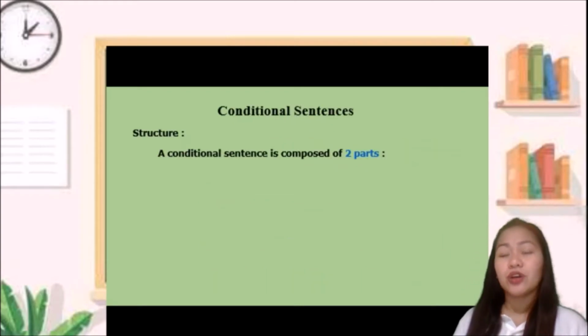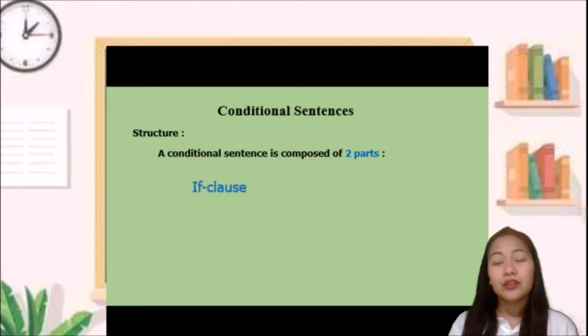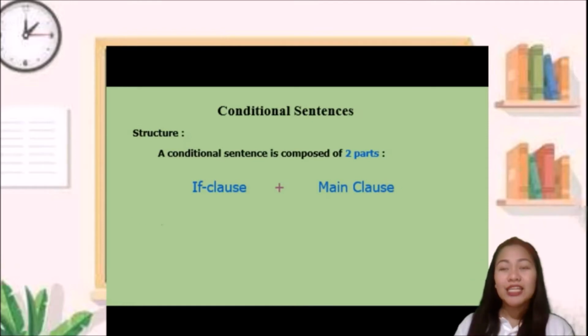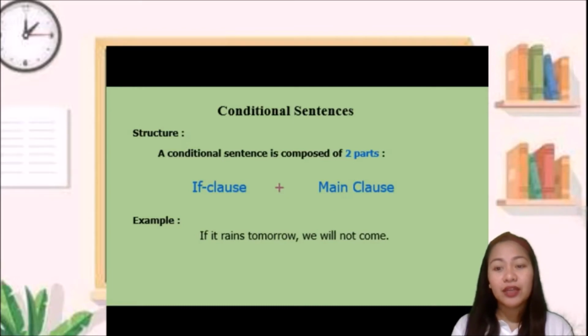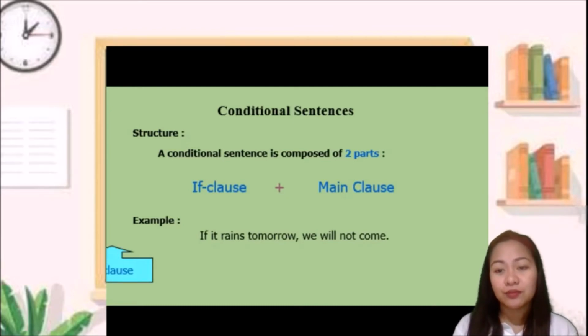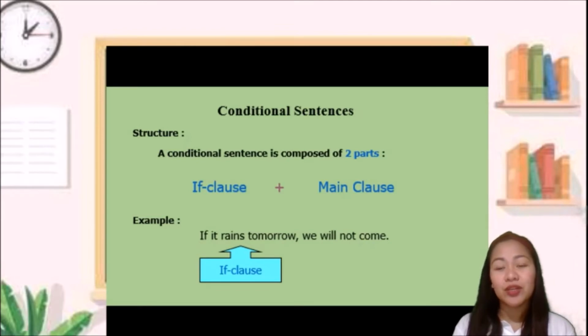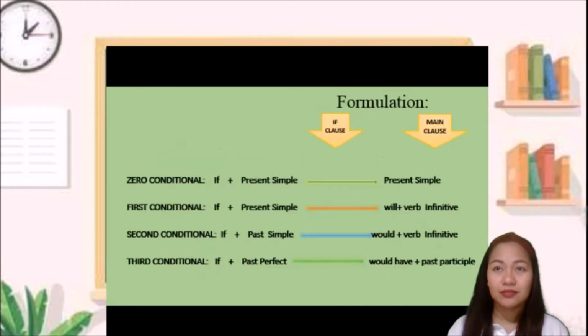A conditional sentence is composed of 2 parts. We have the if clause and the main clause. The if clause is an event or a situation that must happen in order for the other thing to happen. So, the result can only happen if the if clause occurs. Example, if it rains tomorrow, we will not come. If it rains tomorrow is your if clause, and we will not come is the main clause.